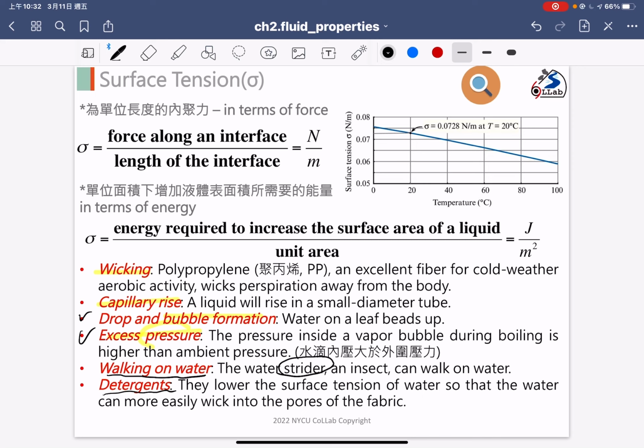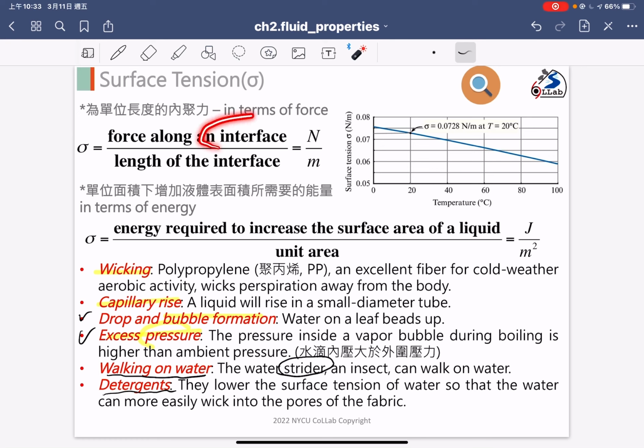In the following slides, we will have some exercises and we will introduce more details. So right now let's go back to see the unit of the surface tension. Usually we use sigma for the surface tension. And then the unit here, you see, is force along an interface per unit interface length. And what is the force? The force is the cohesion force along an interface.